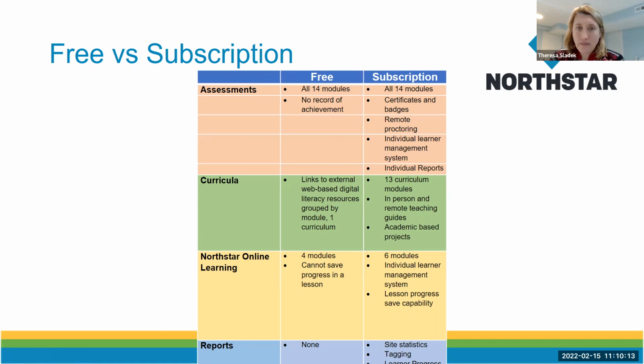For the Northstar online learning, in the free version, there are the 4 modules, but you can't save your progress in any lesson. And in the subscription version, there are the 6 modules, and any subsequent modules we create will be only in the subscription version. It's again tied to that learner management system, and you can save your progress, and people have access to their dashboards. And this is kind of hard to see, but there are no reports available in the free version. In the subscription version, you have those site statistics, you can do the tagging, and you can see the learner progress.